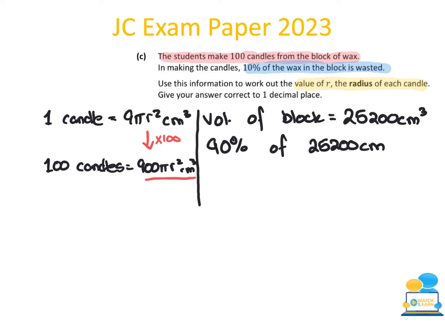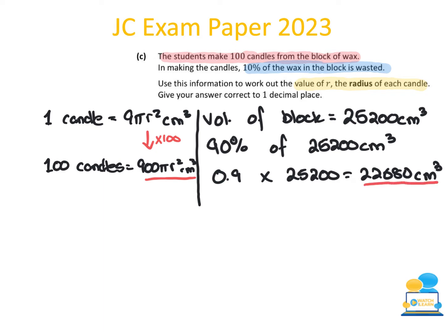To find 90% of this, I need to change 90% into a fraction or a decimal, so 0.9, and multiply that by 25,200. And that gives me 22,680 centimetres cubed. And that is my second important value for this question.